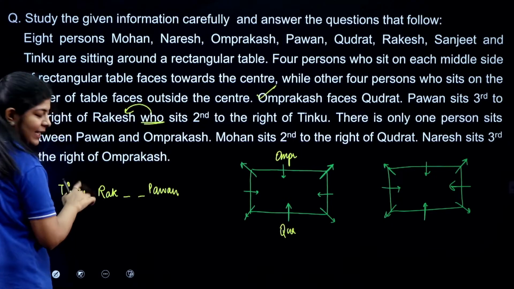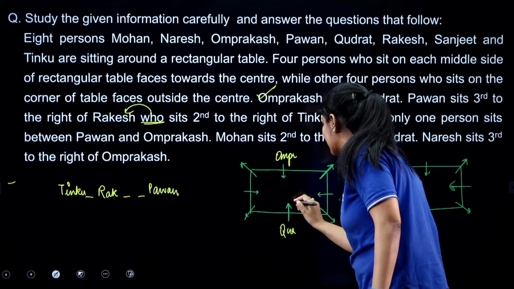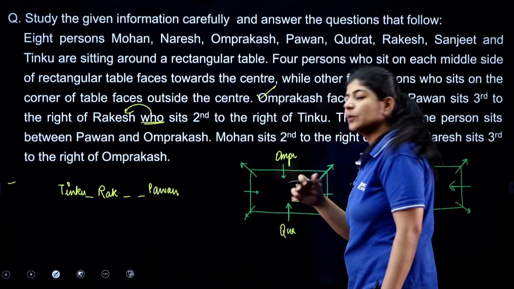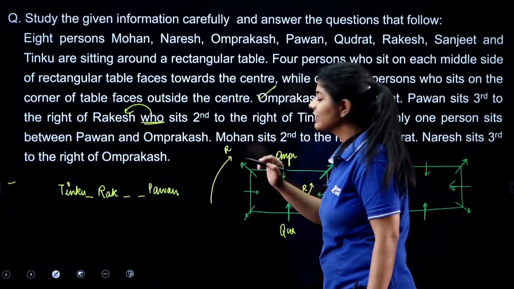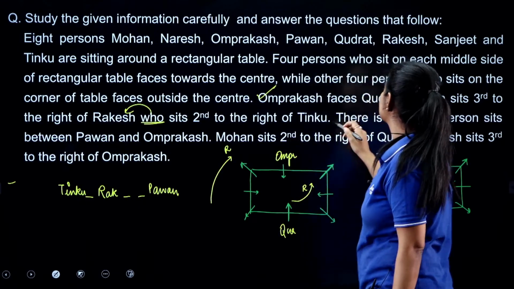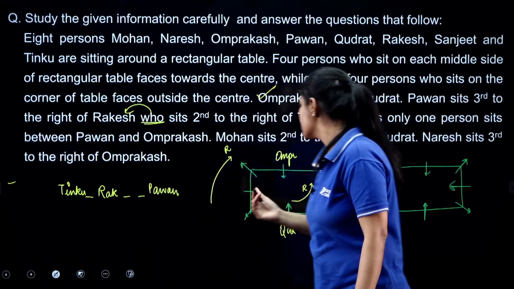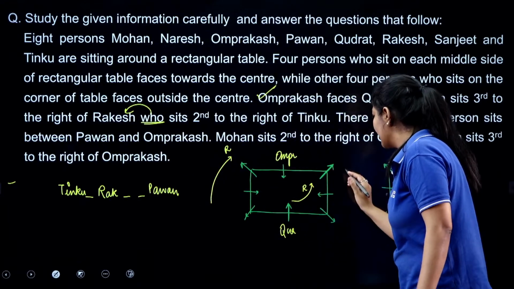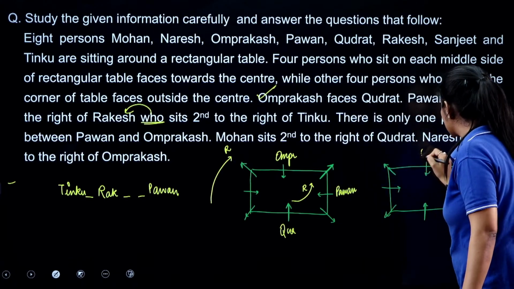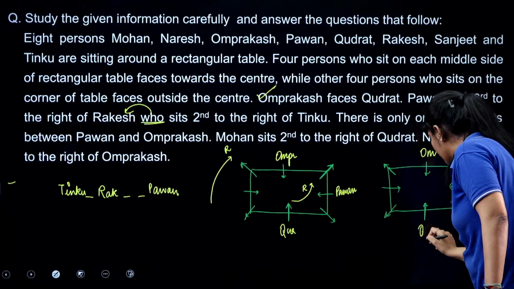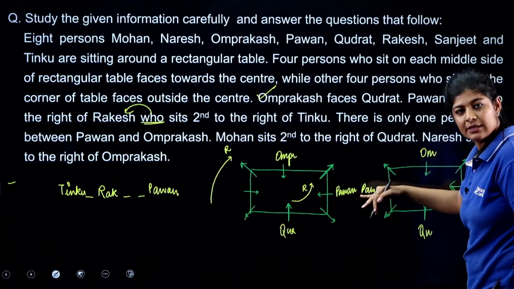We are having something like this. But now what we have to do, we also have to take care of the left and the right turn. So this is the right for the ones who are facing towards the center, and this is the right for the ones who are facing out from the center. Okay, next. There is only one person sitting between Pawan and Om Prakash. So it can be this side. Here, let's suppose this is Pawan, and this is Om Prakash again, and this is Kudrat. And again, on this side, we are just assuming that Pawan is on this side.